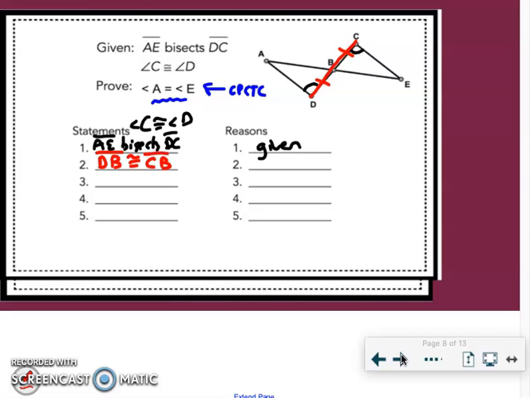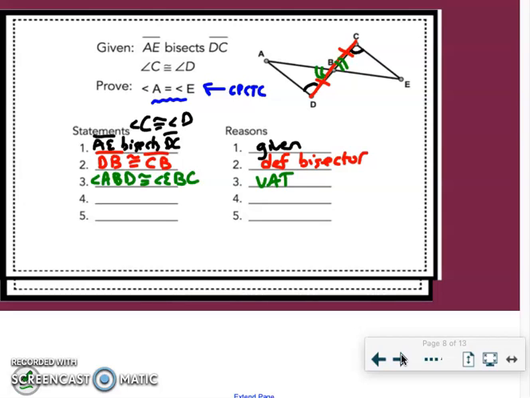DB has to be congruent to CB. Okay, this is the definition of bisector. We can also get a pair of angles here with vertical angles. So either side of B has to be congruent because of the vertical angle theorem. So steps 2 and 3 could have been reversed for this proof. So we have angle ABD would have to be congruent to angle EBC.